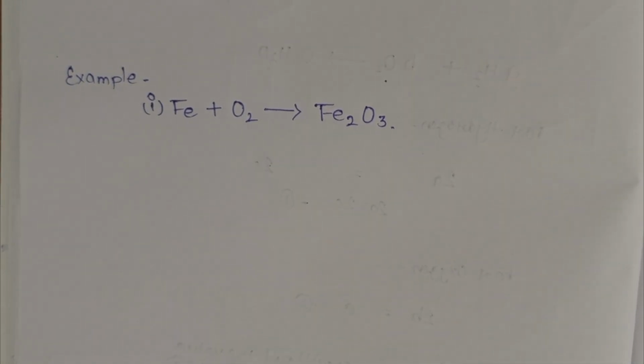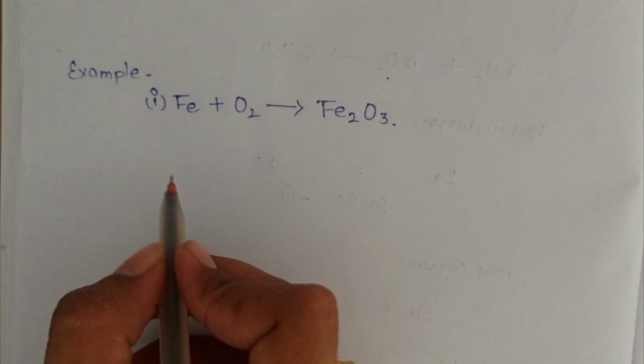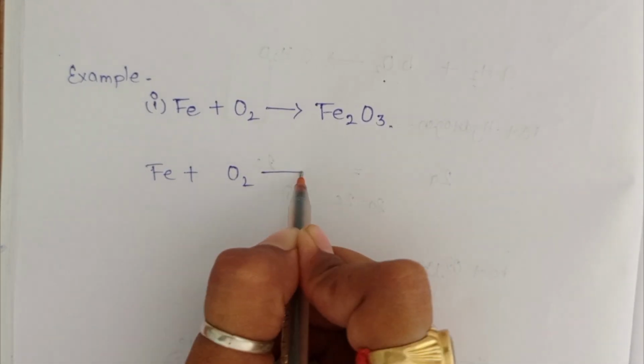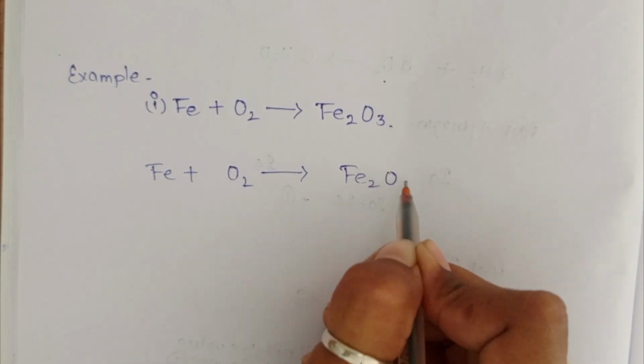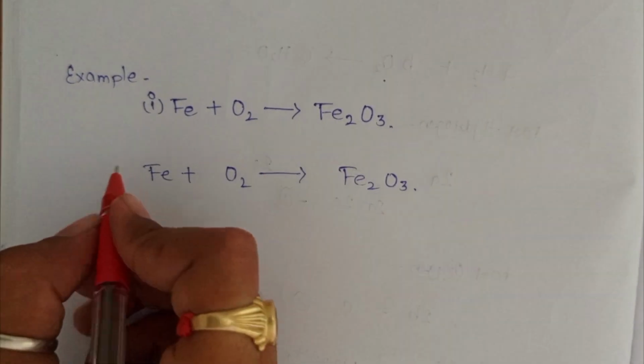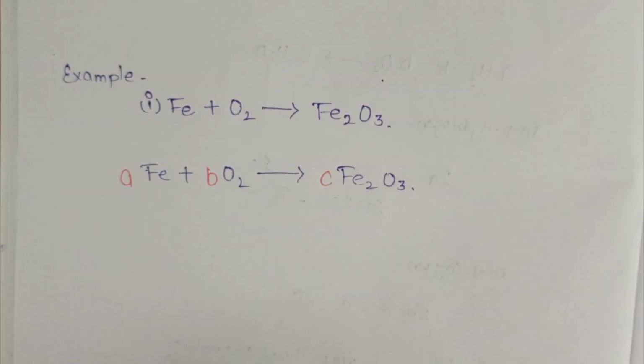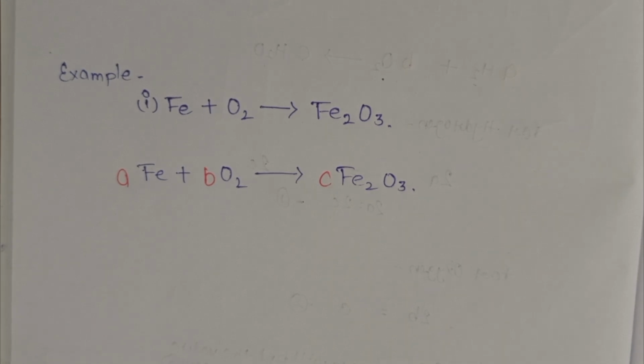Here is the example for balancing the chemical equation. It is an unbalanced chemical equation. We will complete it by using the algebraic coefficients. So here we go. Fe plus O2 will give Fe2O3. On putting the algebraic expressions, we'll take here A, B and C. Now this is our reaction.